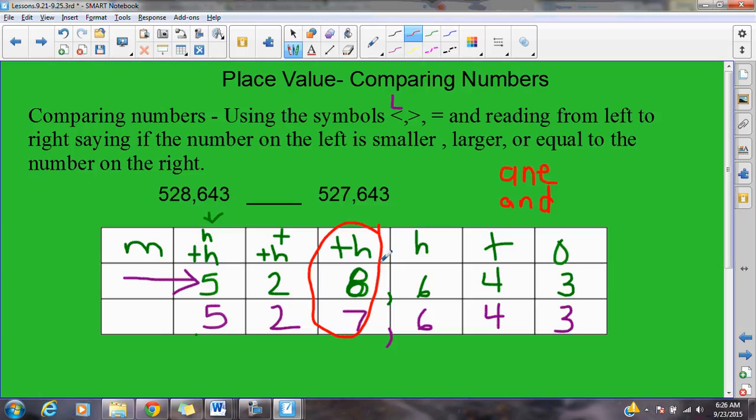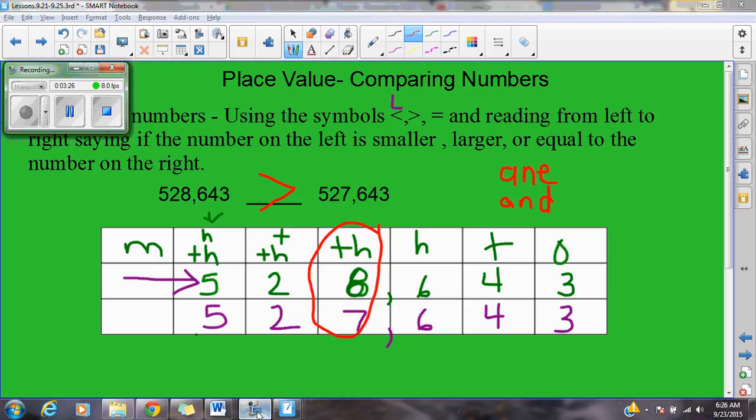And here we can see that 8 is more than 7. So therefore, this entire number is greater than the one on the bottom because it has more thousands, even though it has the same hundred thousands and 10,000s. So in here, I'm going to place the greater than symbol because I'm reading from left to right. So 528,643 is greater than 527,643. And so that's what you do when you want to compare numbers.